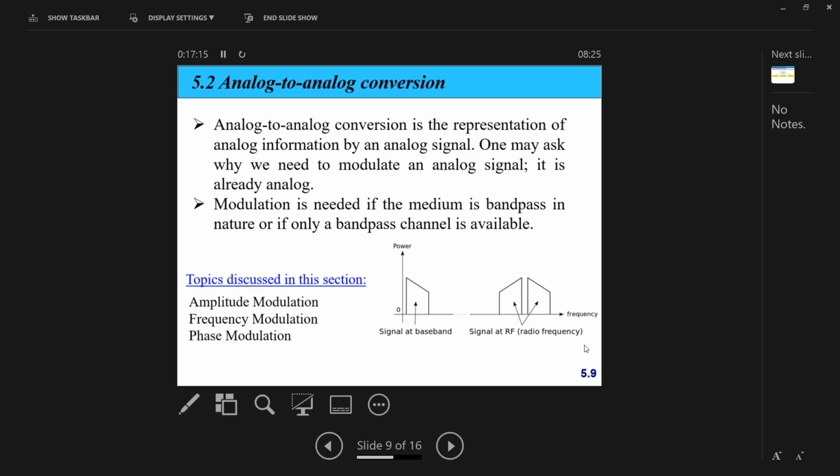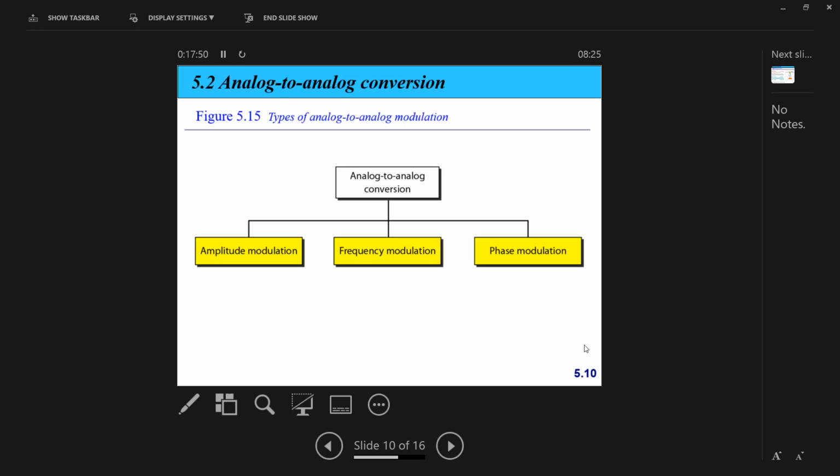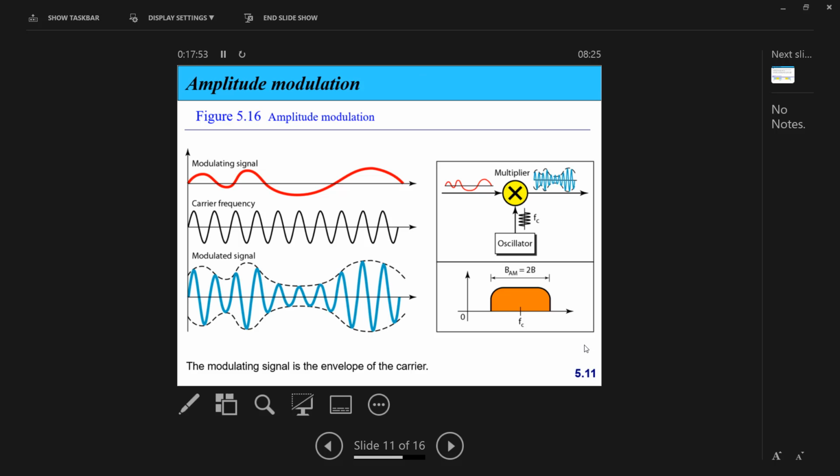To make this shift, or this analog to analog conversion, we have also three main modulation types, as we did in the digital to analog. These three modulations also depend on the characteristics of the analog signal. Amplitude modulation will change the amplitude, frequency modulation will change the frequency, and phase modulation will change the phase. So these are the three main techniques for analog to analog conversion.